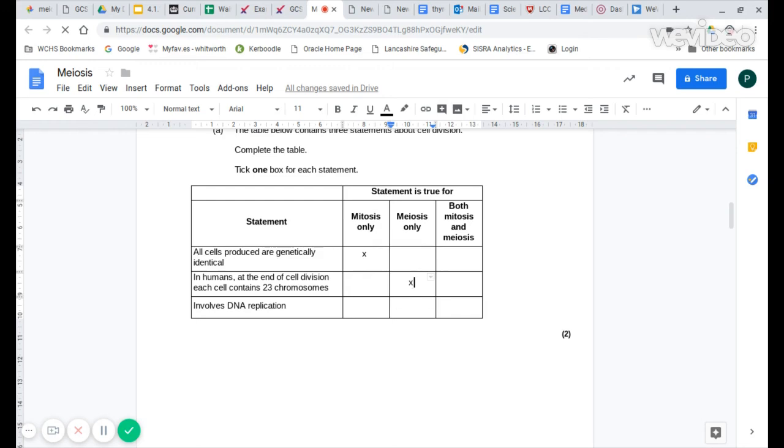DNA replication. Well, before cells divide, whether it's mitosis or meiosis, they duplicate everything at the end of the cell cycle in preparation for cell division. And so DNA replication is both mitosis and meiosis. In mitosis, the DNA replicates and then it splits to give 2 genetically identical cells. But in meiosis, the DNA replicates, then it splits to give 2 cells, and then each of those 2 cells splits again, and that's where we have the chromosome number. So that is it for these questions.